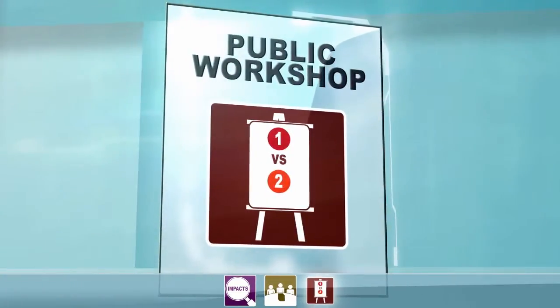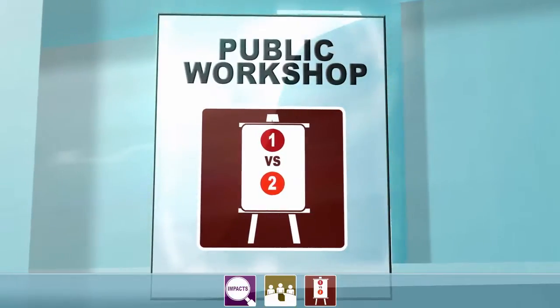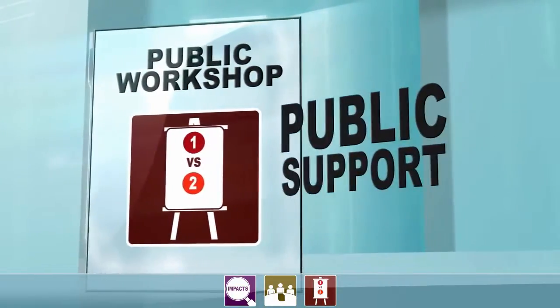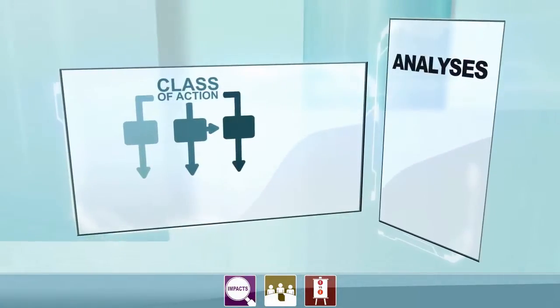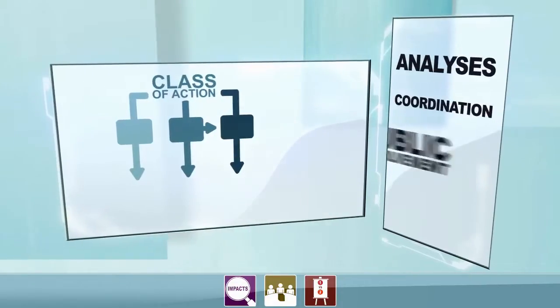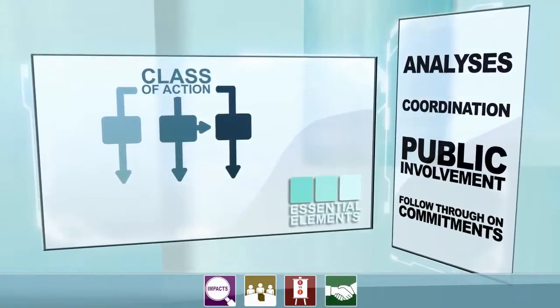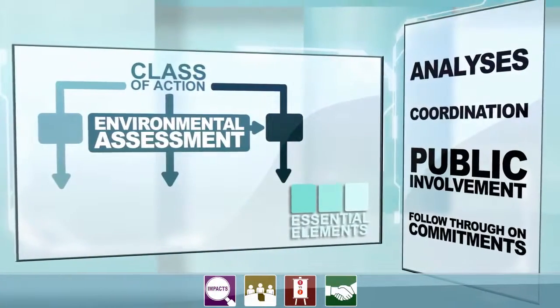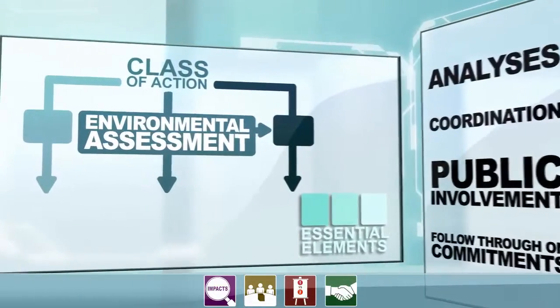At several public workshops, the team shares the project's purpose, need, alternatives, and mitigation plan. Through this process, it is determined that the public is very supportive of the project. Analyses, federal agency coordination, public involvement, and follow-through on commitments are essential elements of this and other environmental assessments. These efforts guide the decision-making and the commitments you'll make on a federal aid project.